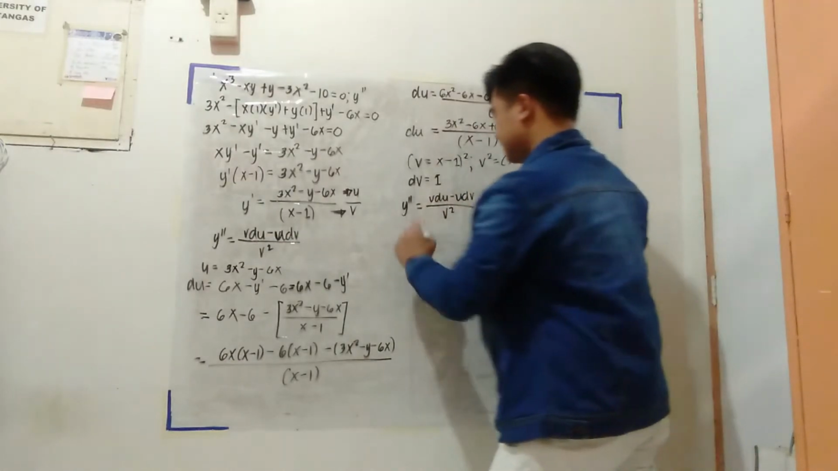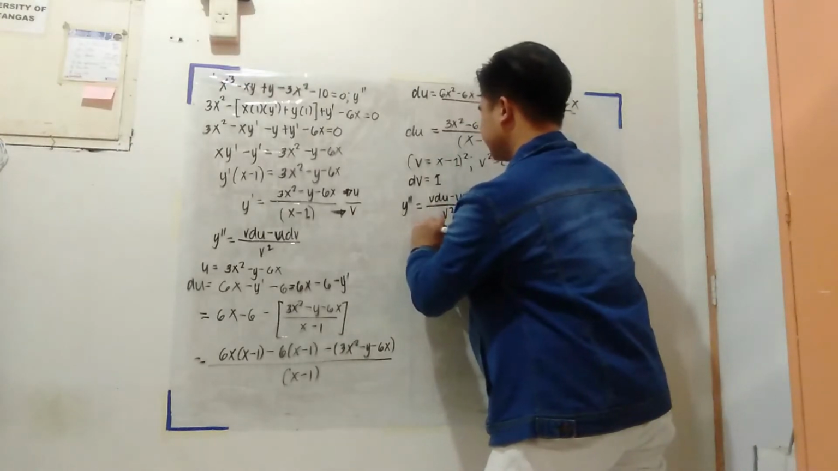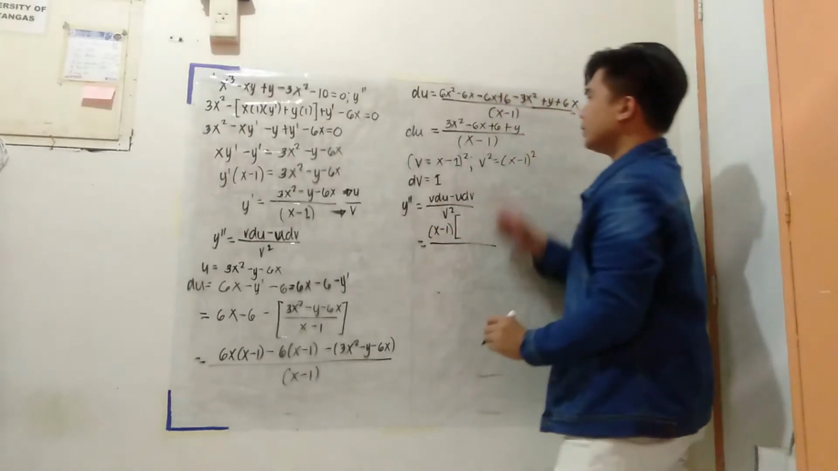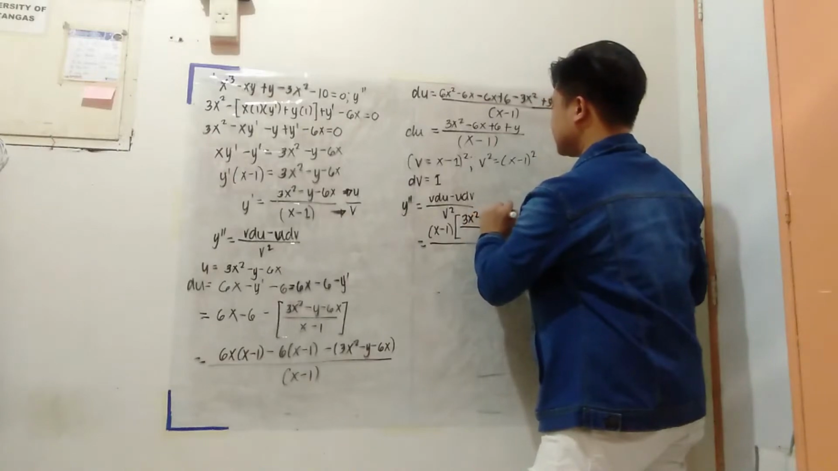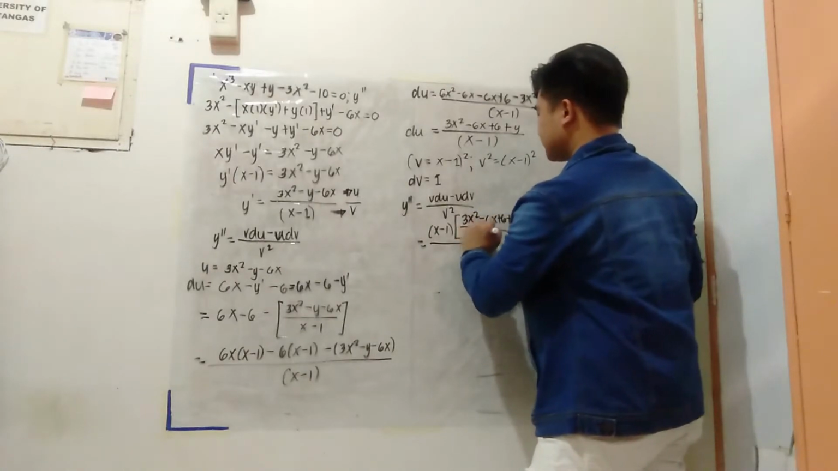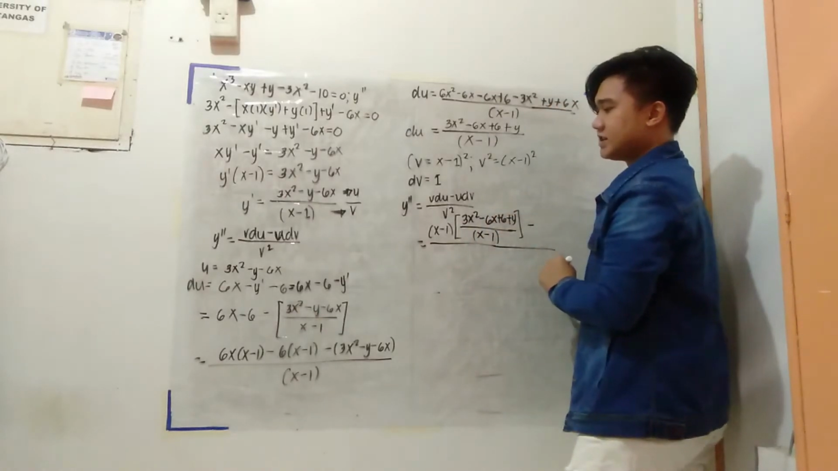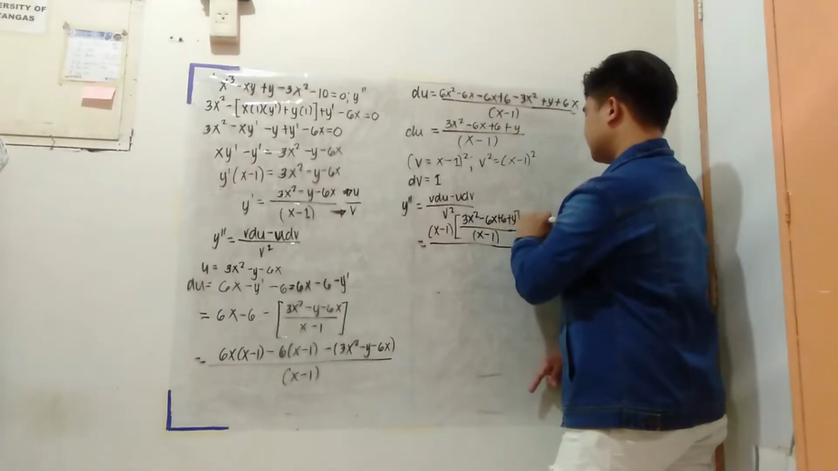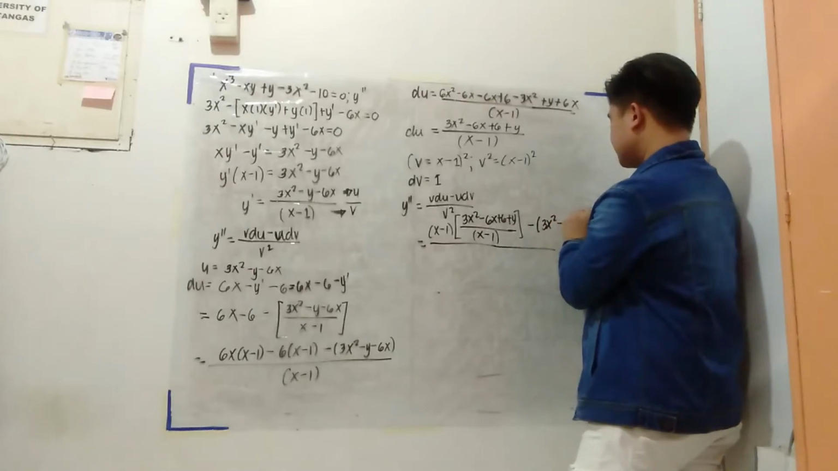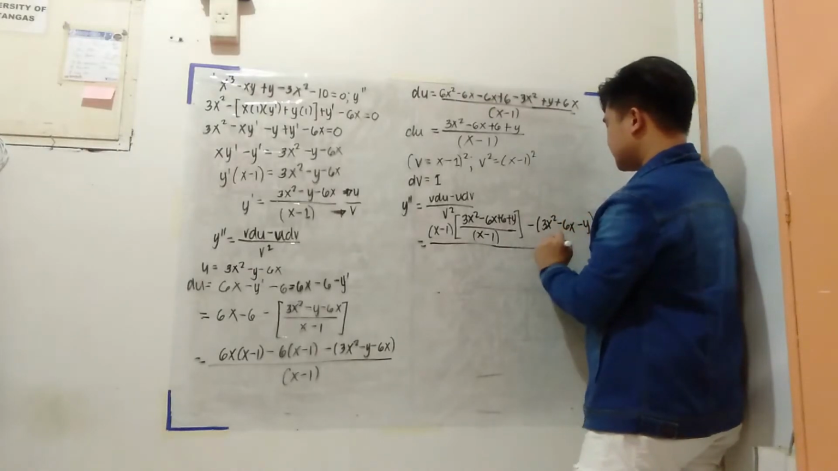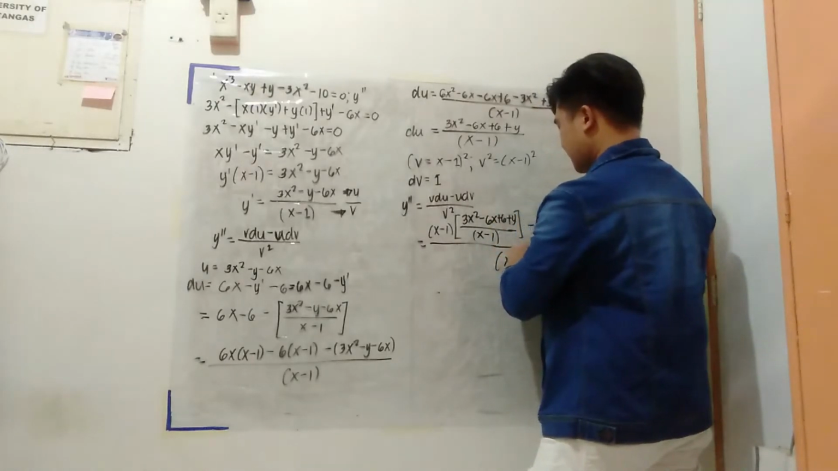Okay? So, this is equal to v, which is x minus 1, du, ito po si du, 3x squared minus 6x plus 6 plus y all over x minus 1, minus u, which is 3x squared minus 6x minus y times du, which is 1, all over v squared, which is x minus 1 squared.